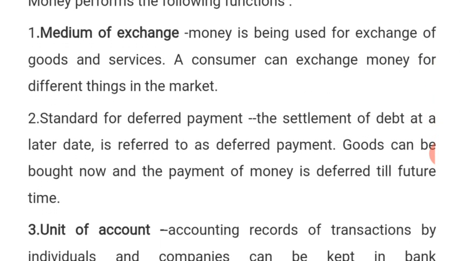Number two, standard for deferred payments. The settlement of debt at a later date is referred to as deferred payment. Meaning that when goods are bought on credit, the payment for such goods is deferred to a future time. In such a situation, money is also used as a standard for deferred payments. Goods can be bought now and the payment of money is deferred to a future time. So that's one of the functions of money.